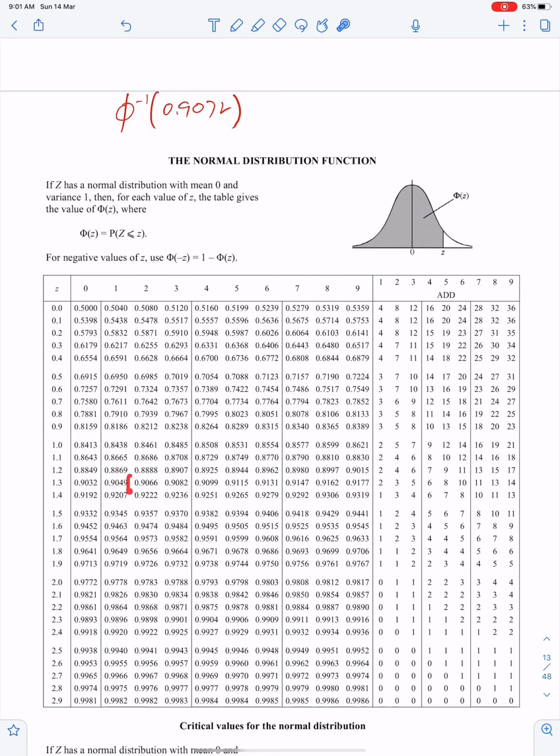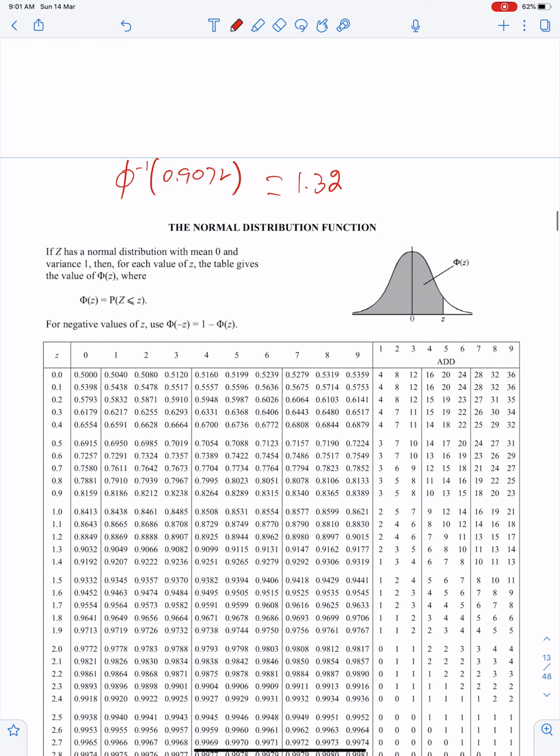Now this number is close to 0.9072. We always find a smaller number which is close to this number. So this number is here, 0.9066, and you can read this number as 1.32. You can write here 1.32. But see, there is some difference between your requirement and the number you just searched.